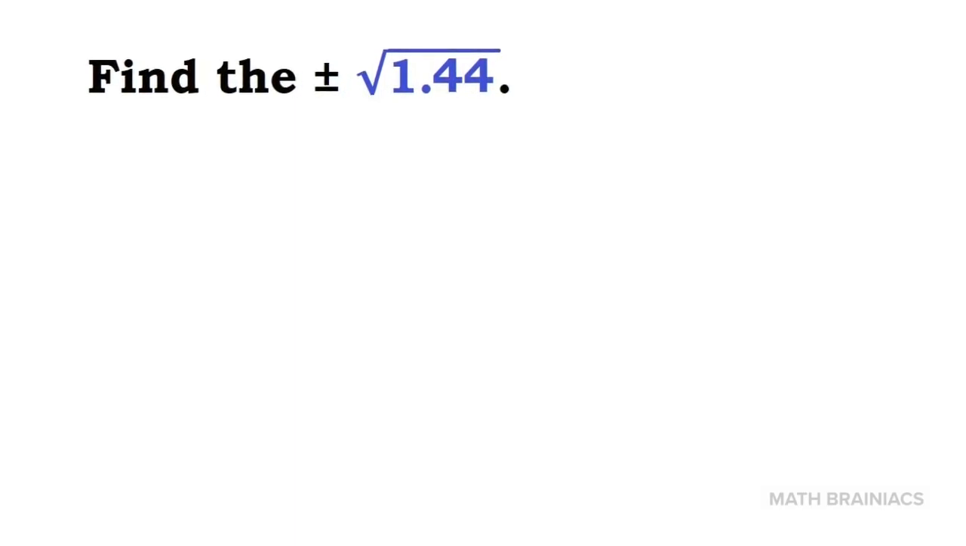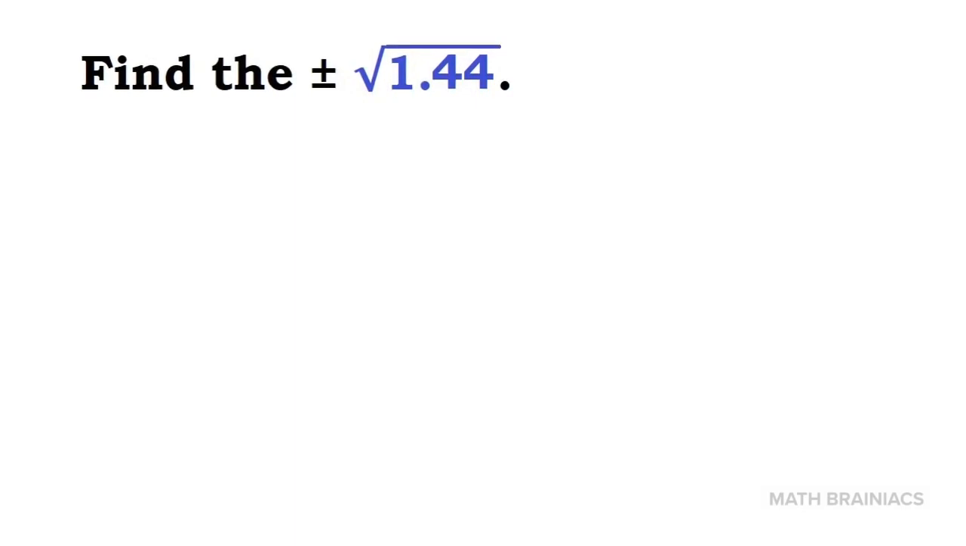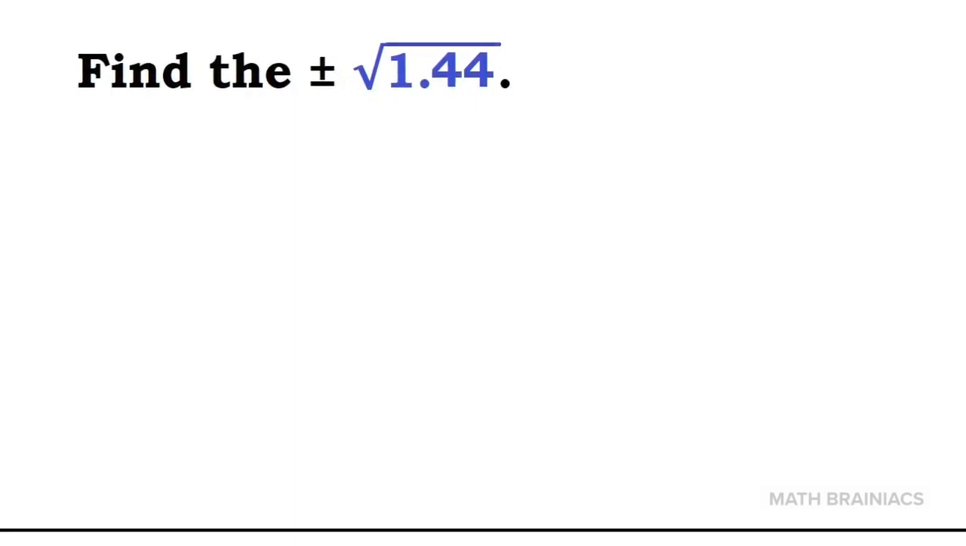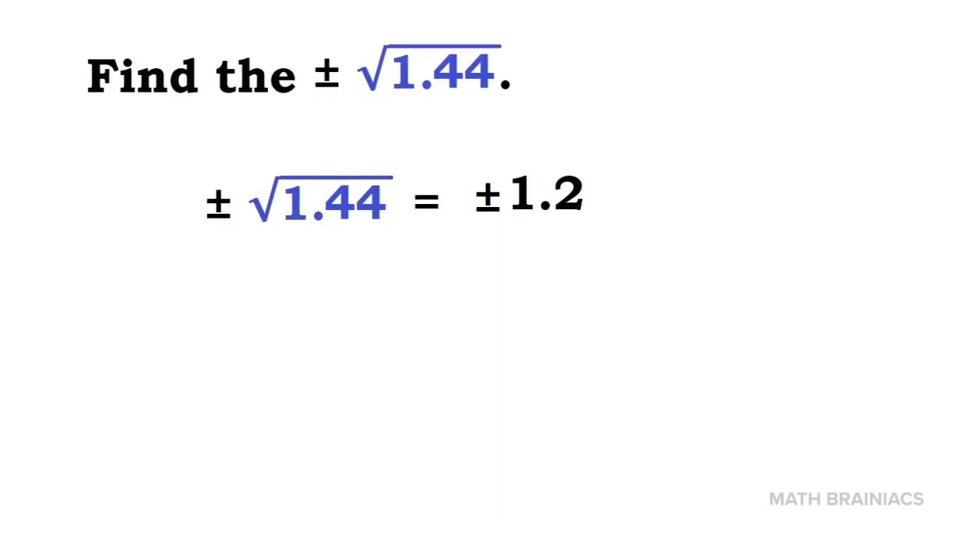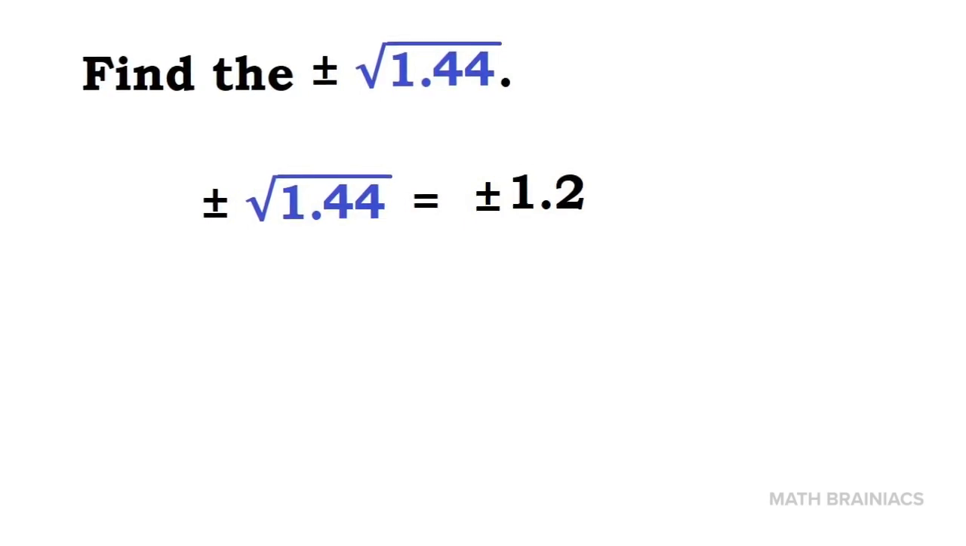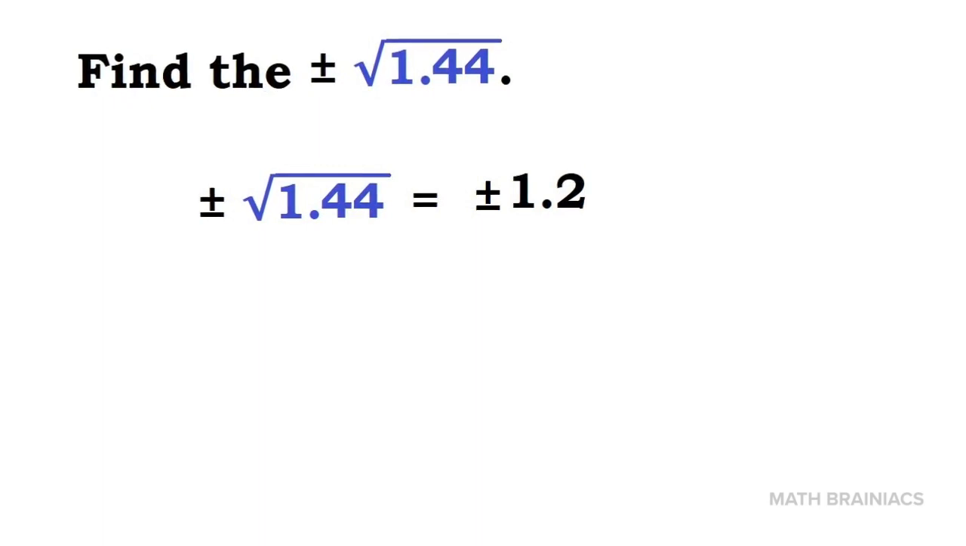Let us work on this example so that you can practice more. Find the positive and negative square root of 1.44. Square root of 1.44 is 1.2. But we need to write the positive and negative sign before our answer. So, it will be positive and negative 1.2.